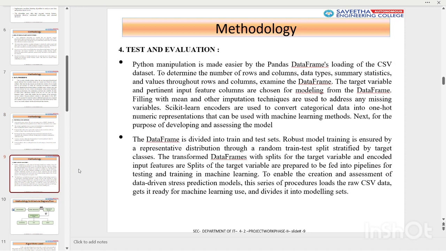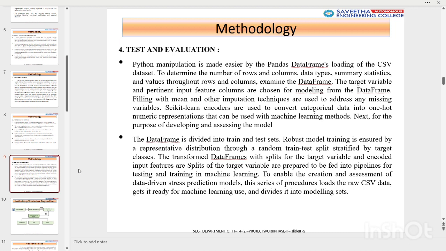And test and evaluation. Test and evaluation is the most important thing, whether the model is working correctly or not. For this, Python manipulation is made easier by pandas. Data frames load the CSV files to determine the number of rows and columns, data types, summary statistics, and the values throughout the rows and columns. So the target value and input feature columns are chosen for modeling from the data frame.